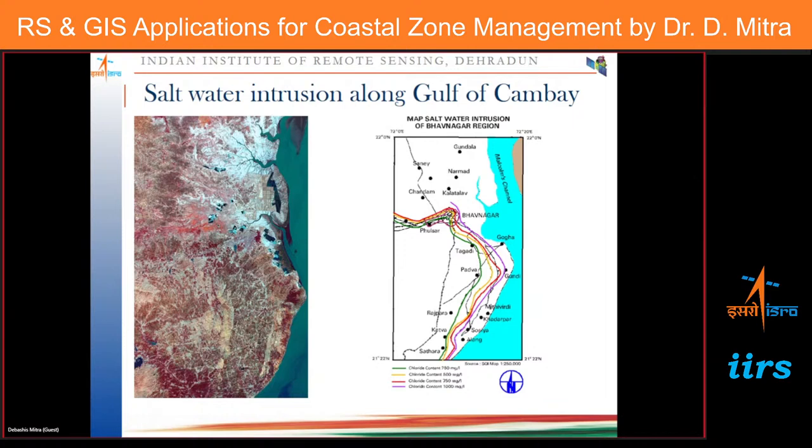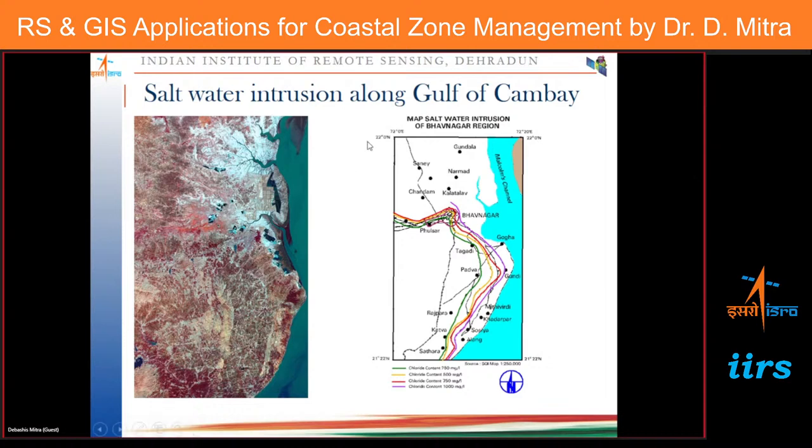The violet color is 1000. The red is 750. The yellow is 500. Only green is 250. So this side is the ocean, this side is the land. All the villages, like Alang, Sosiya, Gundi, Goga, Kalatalab, all this area is covered under chlorinity content of 1000 mg per liter. So all the villages drinking water in this region from underground sources are getting water whose chlorinity content is very high.